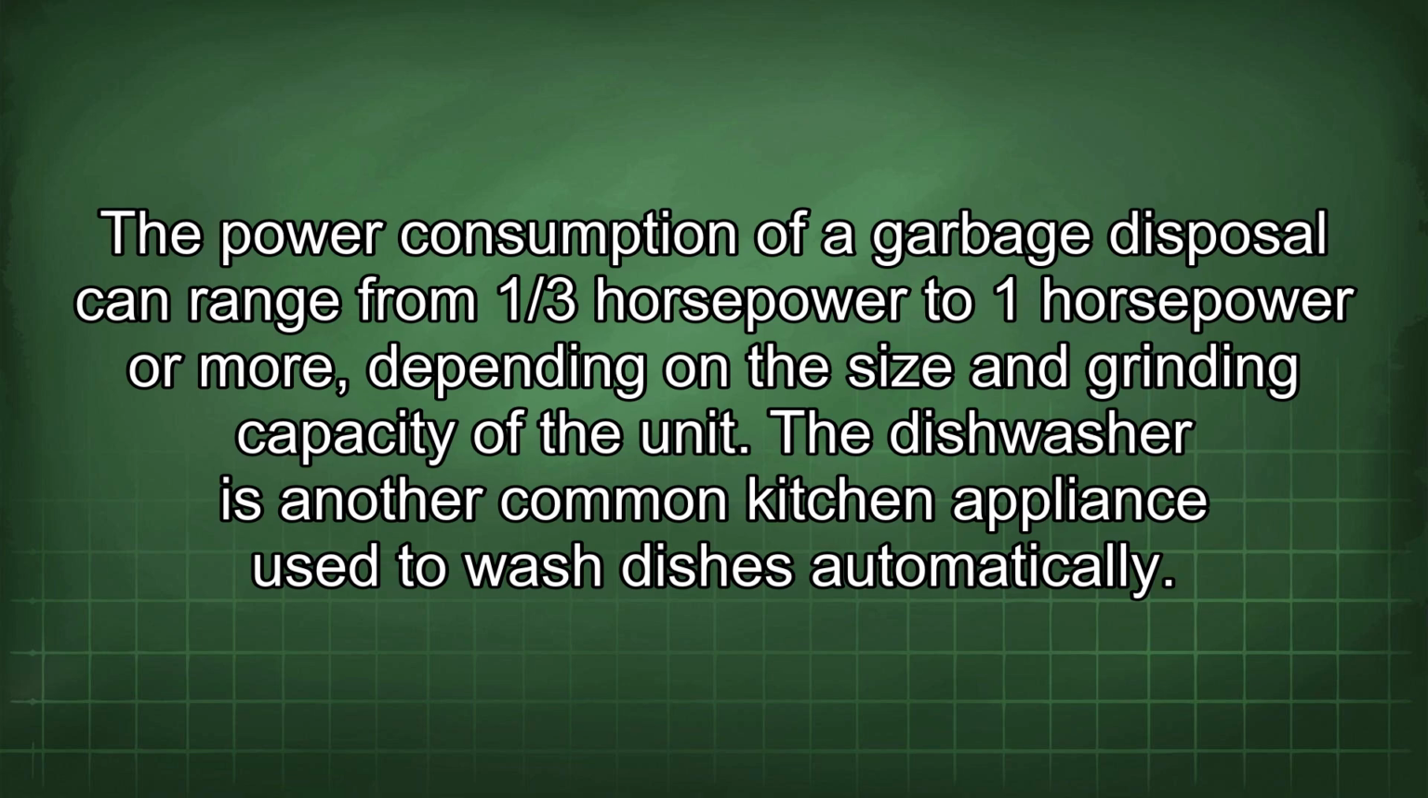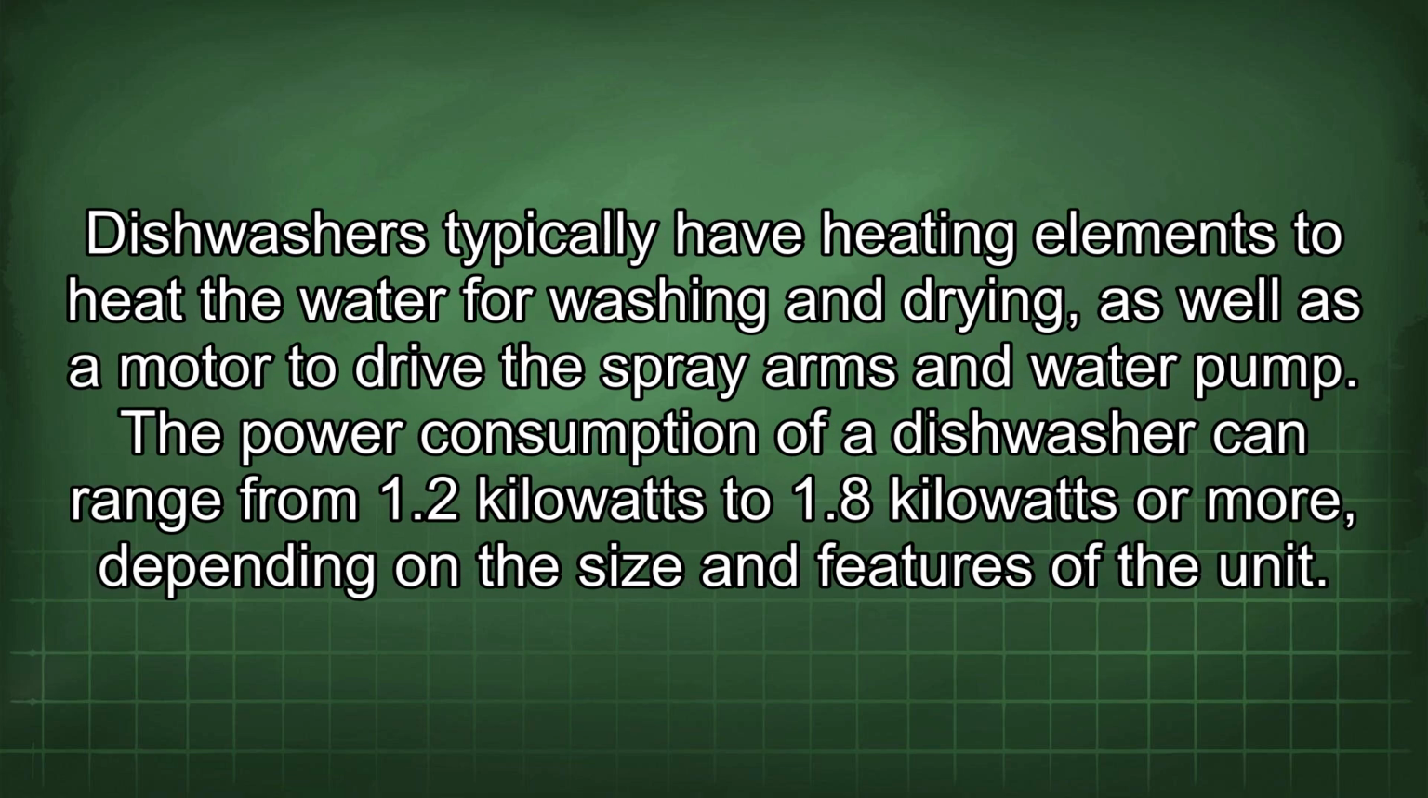The dishwasher is another common kitchen appliance used to wash dishes automatically. Dishwashers typically have heating elements to heat the water for washing and drying, as well as a motor to drive the spray arms and water pump. The power consumption of a dishwasher can range from 1.2 kilowatts to 1.8 kilowatts or more, depending on the size and features of the unit.